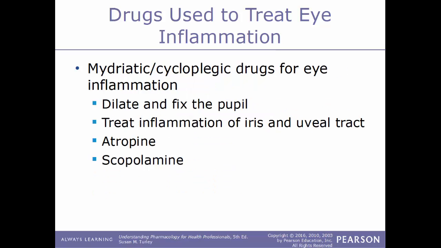Another type of drug used to treat inflammation within the eye are mydriatic or cycloplegic drugs. These will help to dilate and fix the pupil, and these will treat the inflammation of the iris and of the uveal tract. Some examples here would be atropine and scopolamine.